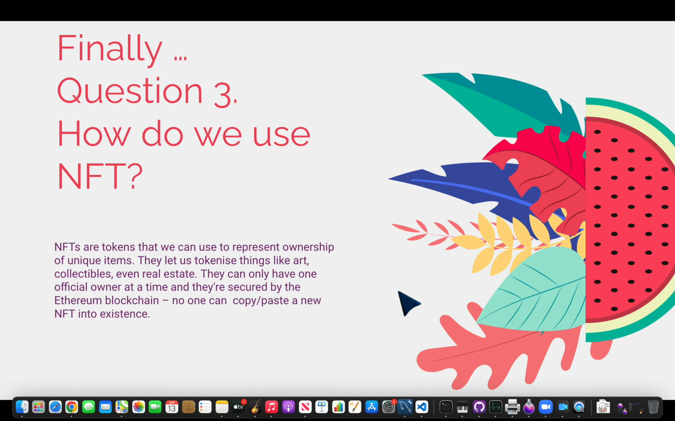NFTs are tokens that we can use to represent ownership. So you have your own ownership, okay, of unique items. You can have different items you created, but you only have the ownership. No one else can take your ownership, okay? They won't be able to get your ownership.